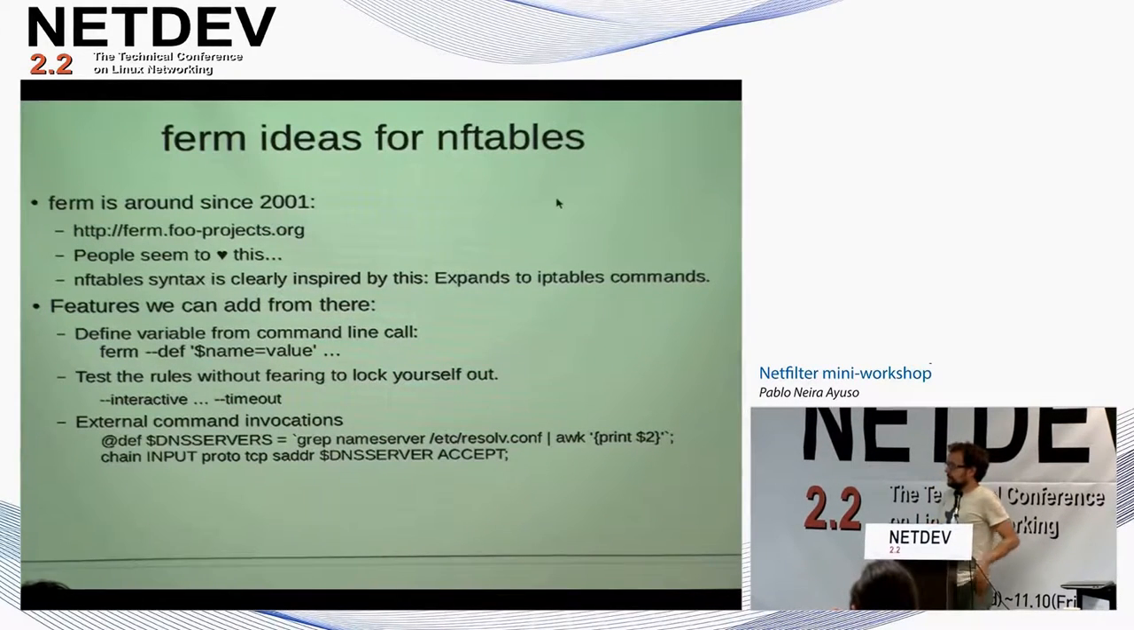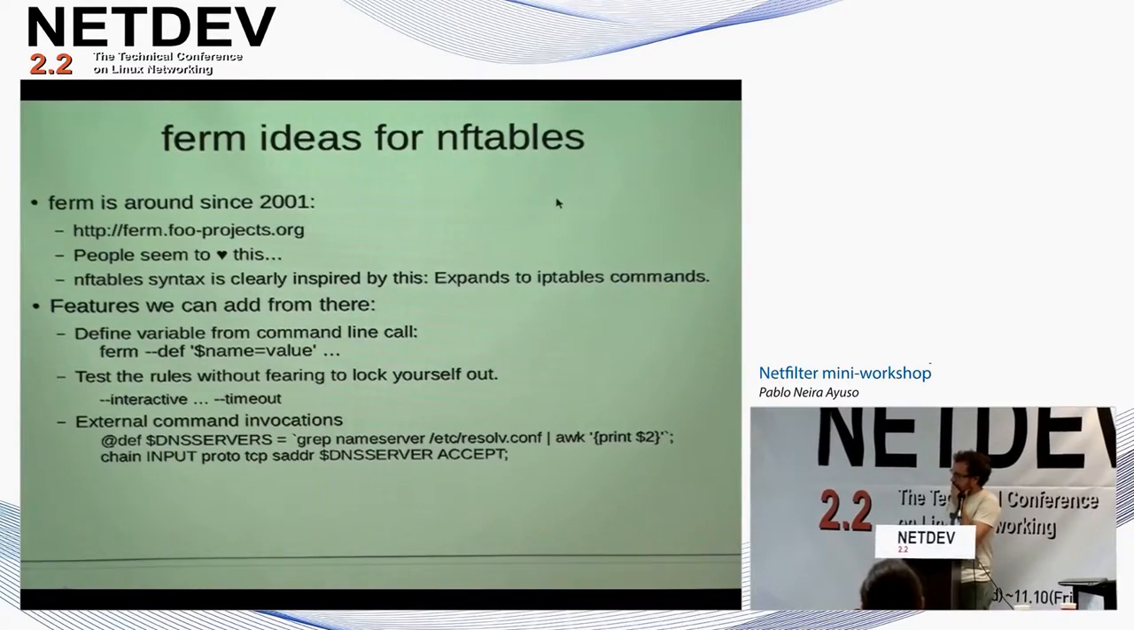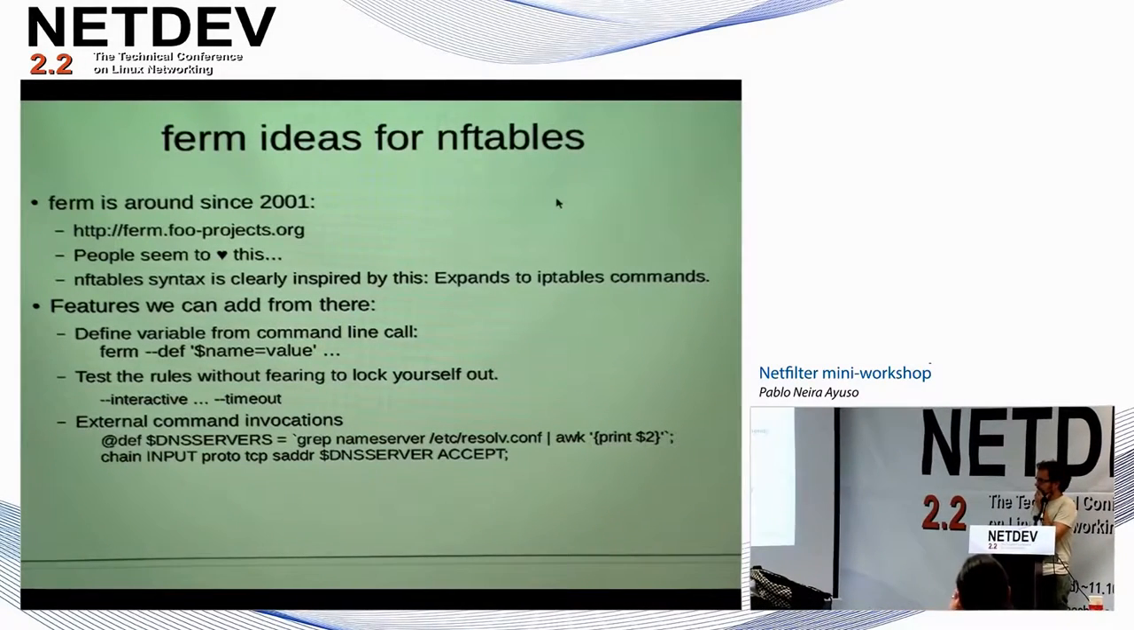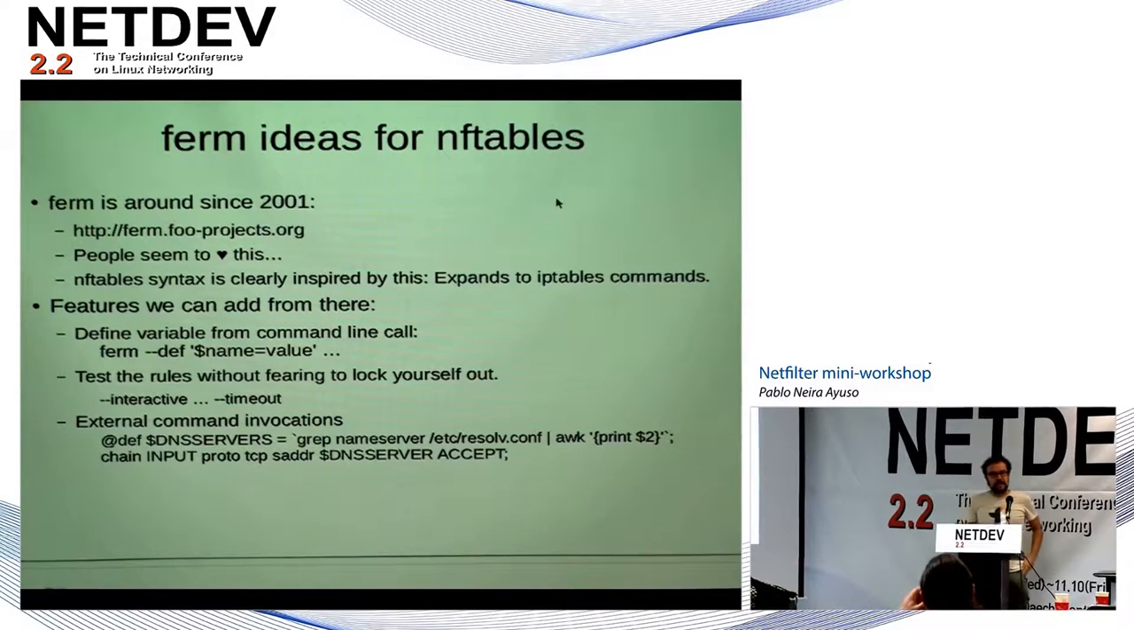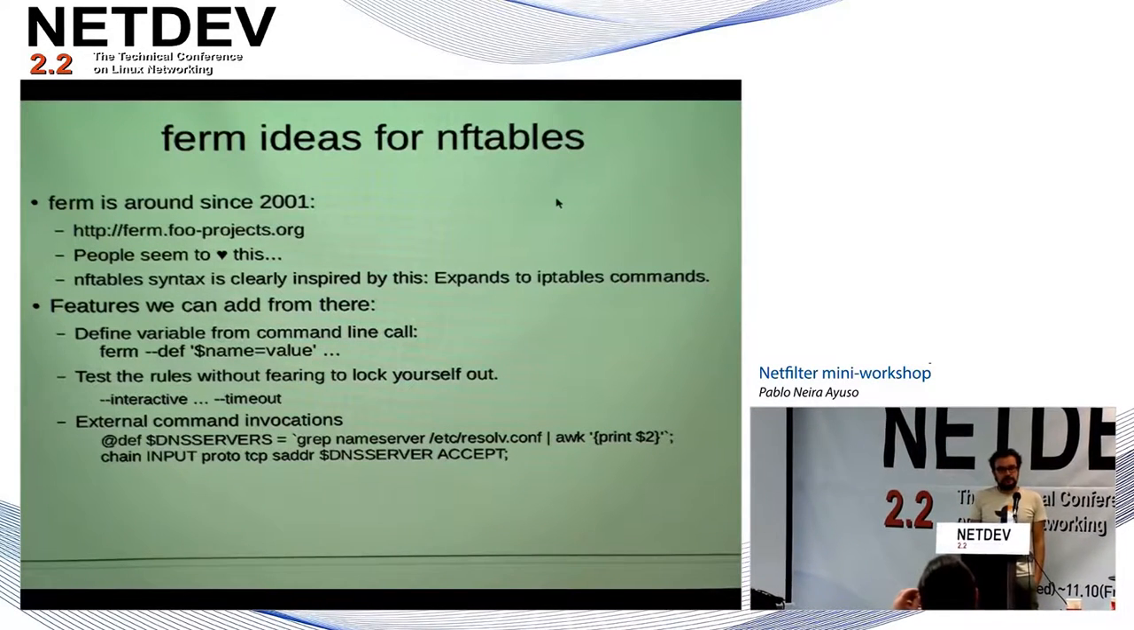Another feature that is quite useful is this interactive mode that FERM has. It's basically allowing us to test if a rule set is not locking you out from the system. It's very useful for system administrators, DevOps, basically, that are updating a rule set remotely and want to make sure that the rule set is not locking them out, right?